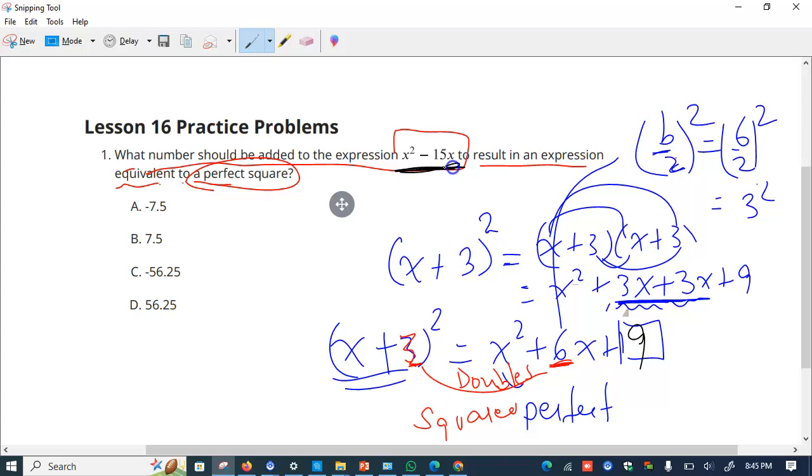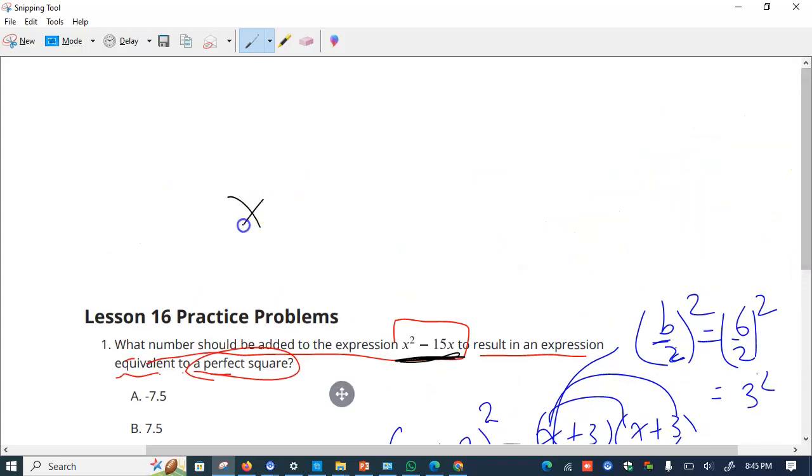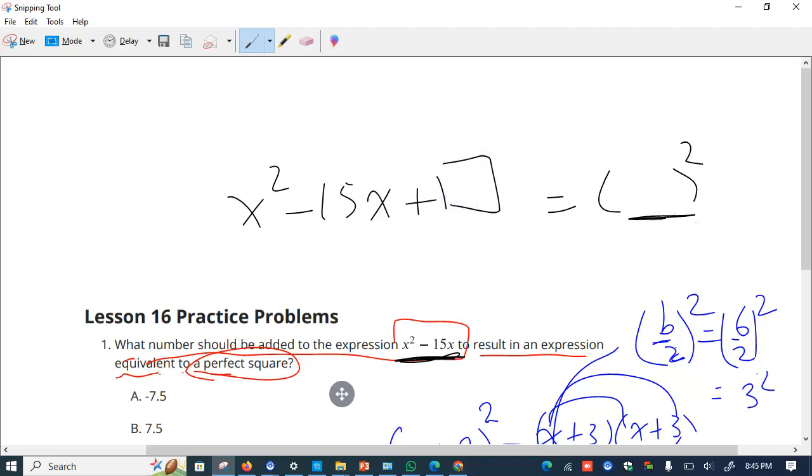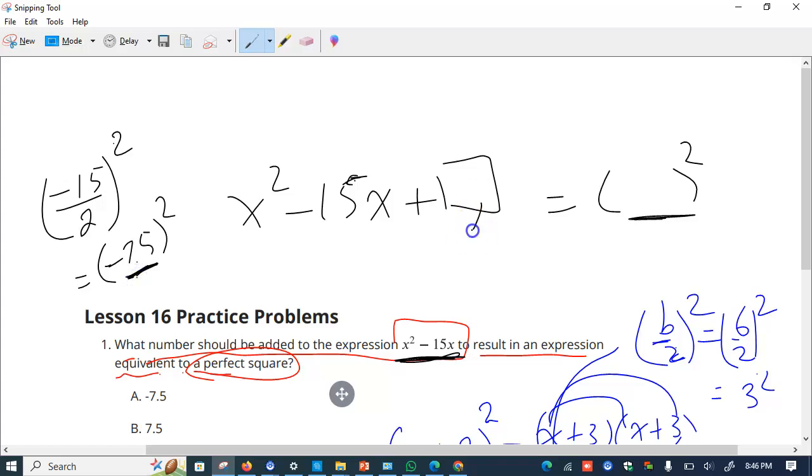Like here, what's given is x squared minus 15x, and we want to make it a perfect square. Meaning we want to square and write something here. Now, what goes in the box here to make a perfect square? So you'll have to take half of this. So minus 15 is a number, and you make it half. And then you also have to square, which is actually minus 7.5 squared. So this 7.5 is the main number which is important to write here.